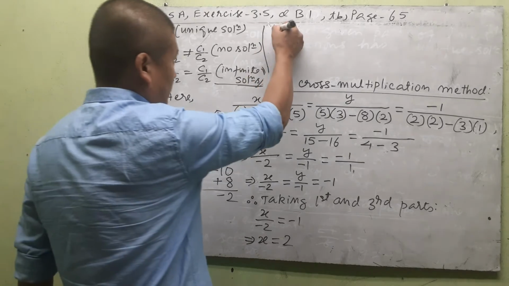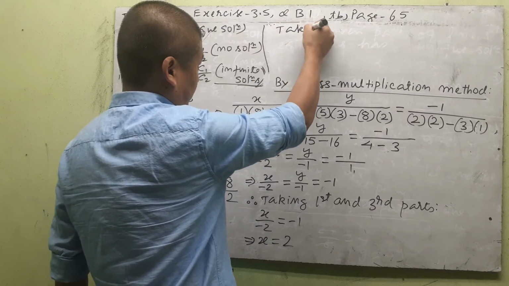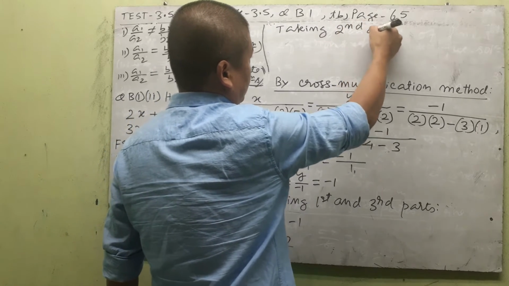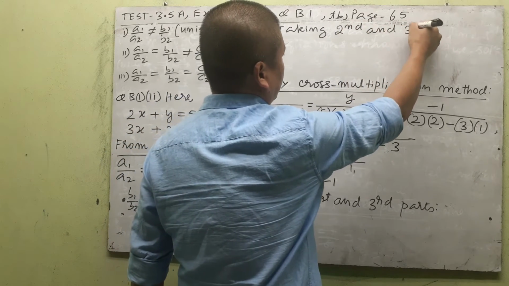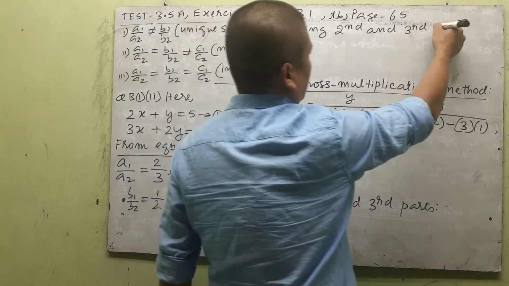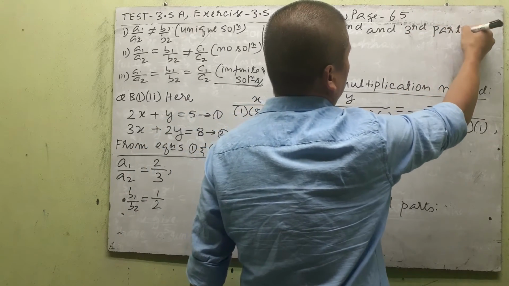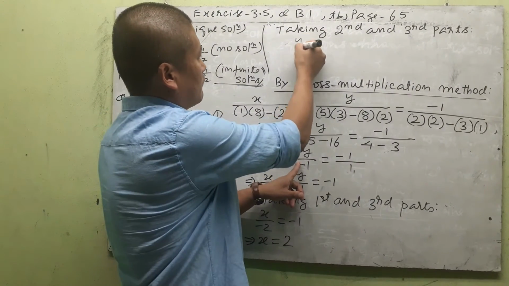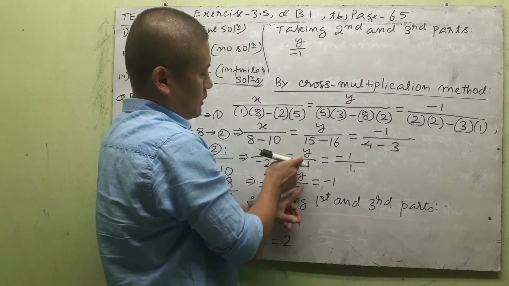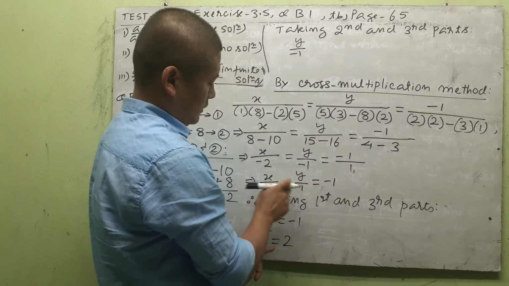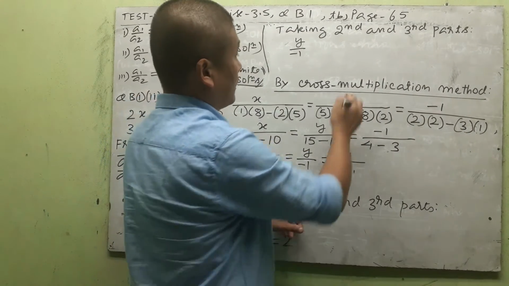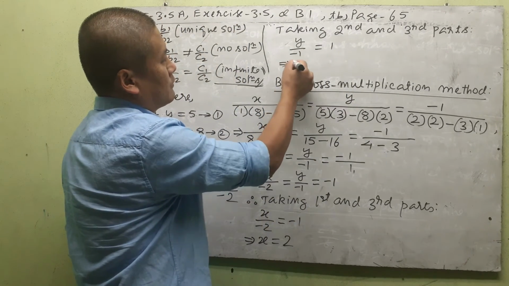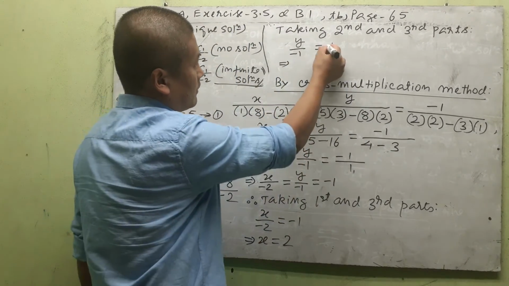Then to find y, take the second and third parts, okay, second and third parts. Because we want to find y, and y is in the second part: first, second, third, so second and third. The third part is minus 1.